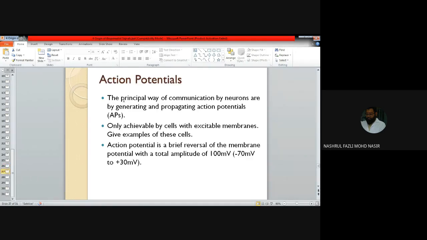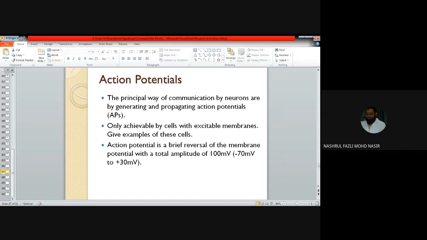Okay, now we go to the action potential. The principal way neurons communicate is by generating and propagating action potentials. This is how neurons work. It is only achievable by cells with excitable membranes. Remember those cells: nerves, muscle, glandular.